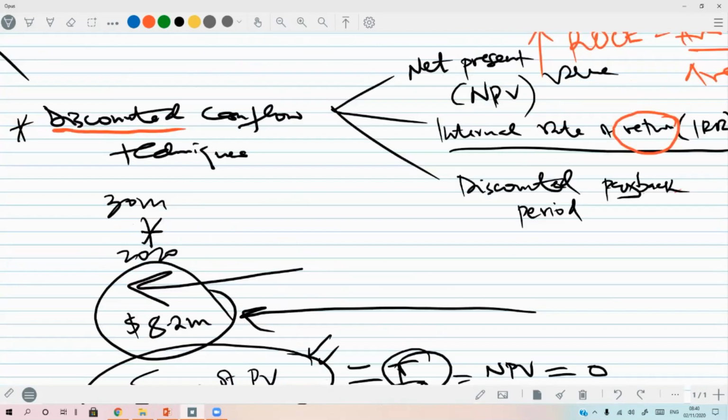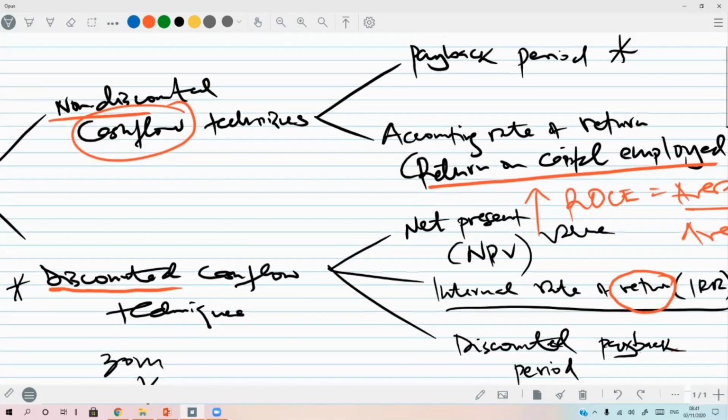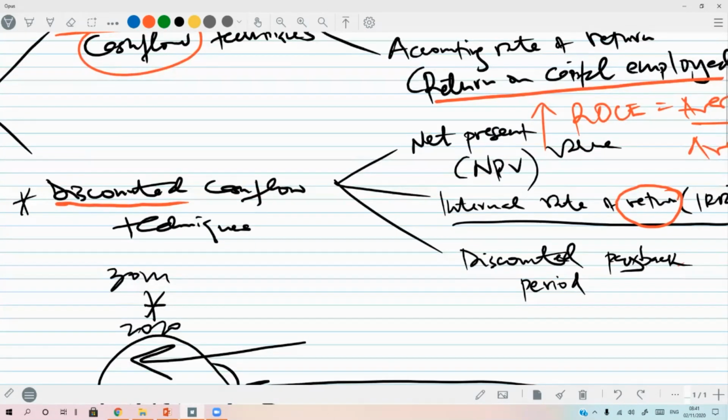Those are the 5 methods which we shall be discussing in this topic, all the way from the payback period to the discounted payback period. And once we appraise investments based on those 5 methods, then we shall be done with the topic. Clear?